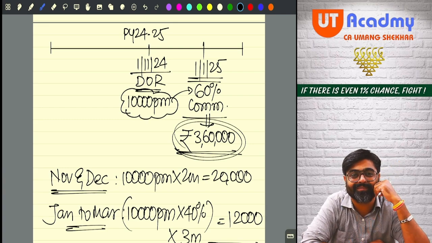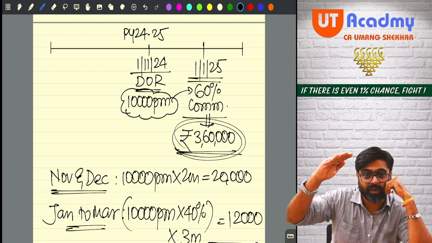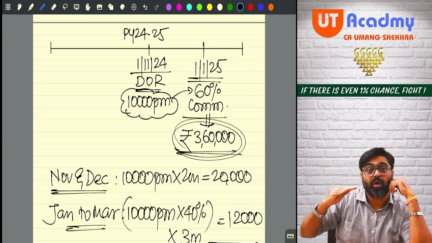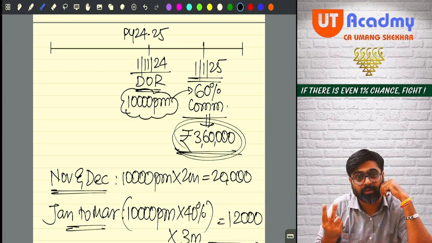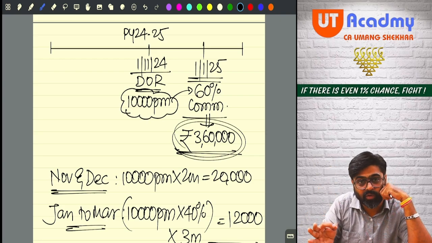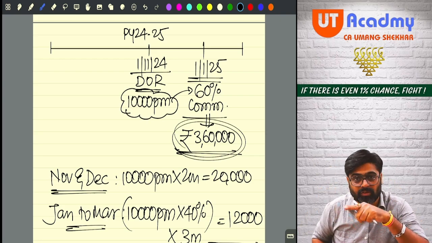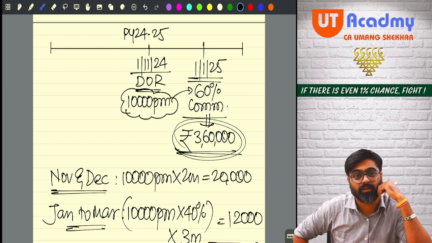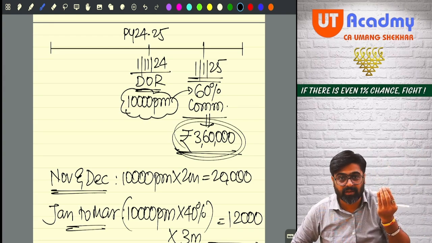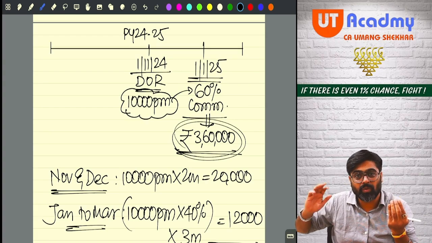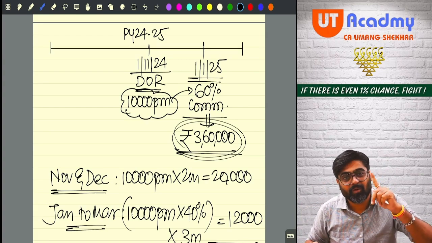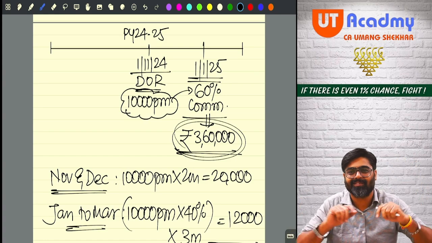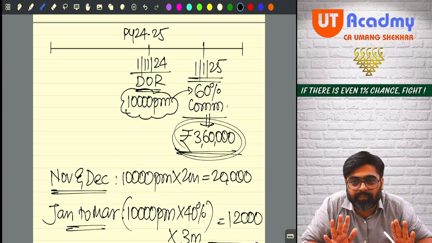2 lakhs. Your commuted pension is 3,60,000, or the one third limit is 2 lakhs, whichever is lower. 2 lakh rupees is lower. Maximum 2 lakh you can claim as exempt. How much are you getting? 360. How much is exempt? 2 lakh. How much is taxable? 1,60,000. That's it. Got it?